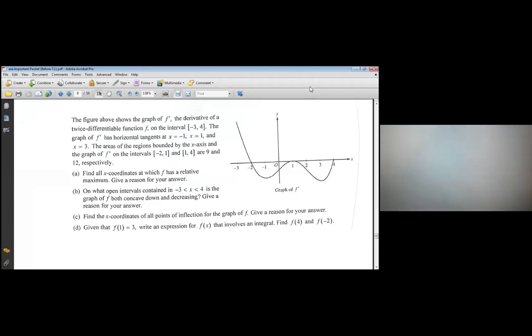And for part A, it says give the x coordinates where f has a relative max. So to translate real quick, you're looking at the graph of the derivative. A, B, and C is a problem you've done a whole bunch of times before, right? So for part A, the relative maximum, your answer should be that there is a relative maximum at x equals -2. So that would get you the first point.